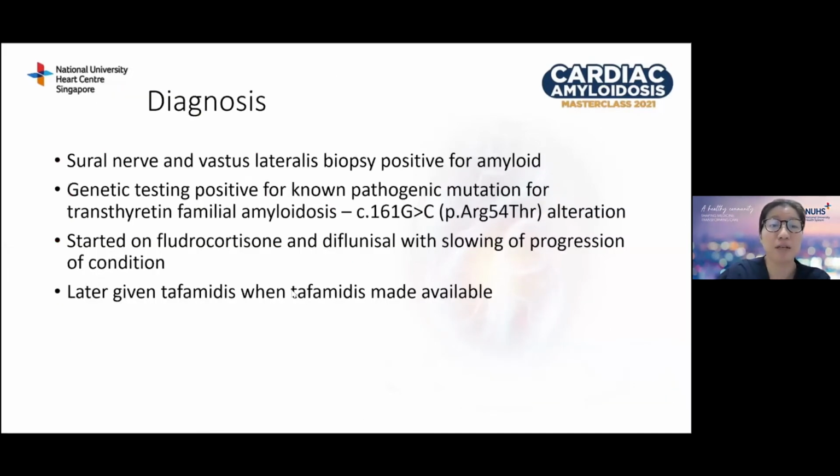And so he was sent for genetic testing after his sural nerve and vastus lateralis biopsy was positive for amyloid. And it was indeed positive for a known pathogenic mutation, which is this p.Arg54Thr alteration, which was first reported in the Chinese population. And he was started on fludrocortisone for his autonomic dysfunction and diflunisal, and finally tafamidis with slowing of the progression of his condition.